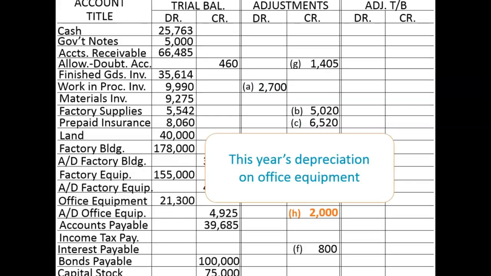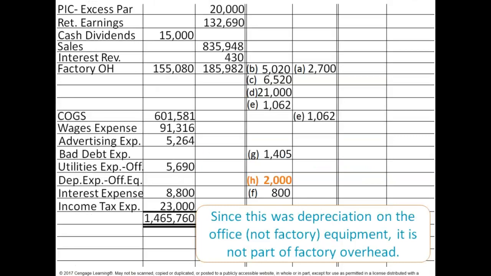Got depreciation on our office equipment. And so the question is, why does this not go into overhead? And why instead does it go straight into cost of goods sold? And the answer is, since it was on office and not factory equipment, it's not part of the factory overhead.